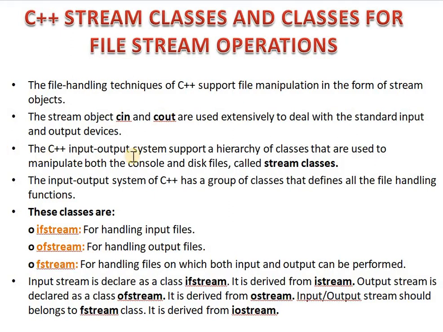The C++ input-output system supports a hierarchy of classes that are used to manipulate both the console and disk, called stream classes. In the next figure, we are going to see the hierarchy of different stream classes. The input-output system of C++ has a group of classes that define all the file handling functions. These classes are ifstream, ofstream and fstream.